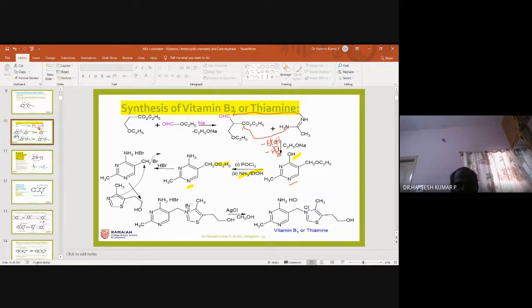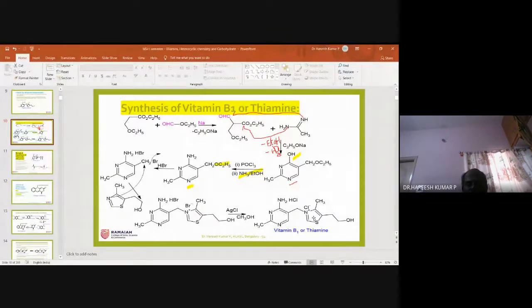This bromide salt can be converted into the chloride salt just by treating with silver chloride. So the product is formed here itself, but bromide is more hygroscopic compared to the chloride. That is the reason the bromide salt is converted into the chloride salt by treating with a silver halide. Silver bromide will be the leaving group and Cl will sit over here. So that is how vitamin B1 is obtained.